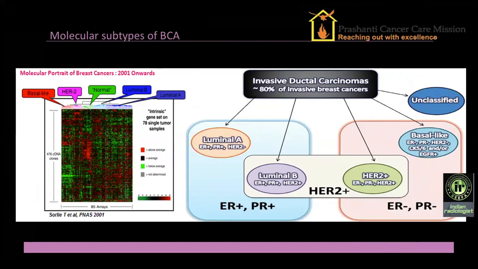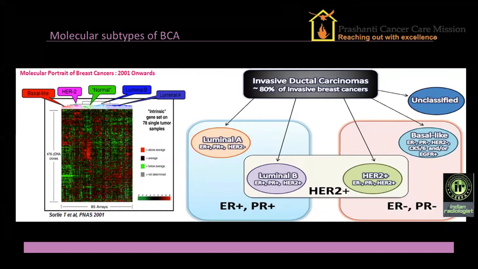It was in the year 2000 that Perou et al. published this paper on the molecular portrait of breast cancer, where they did multi-gene sequence assays on 78 breast tumors, and they could identify hundreds of genes that were associated with cancers in these patients. And they found that they could broadly classify these cancers into four molecular subtypes: the luminal A, the luminal B, the HER2-enriched, and the basal-like tumors.